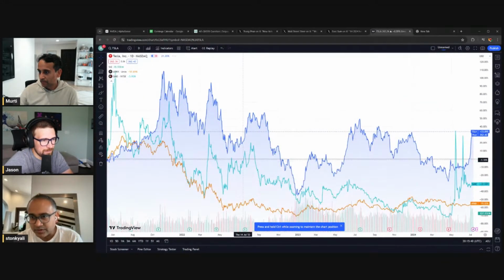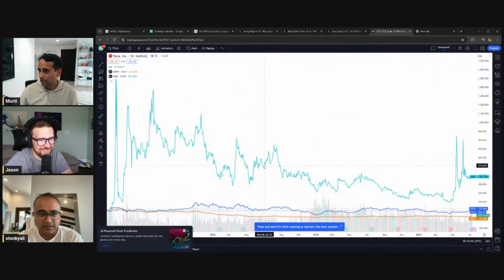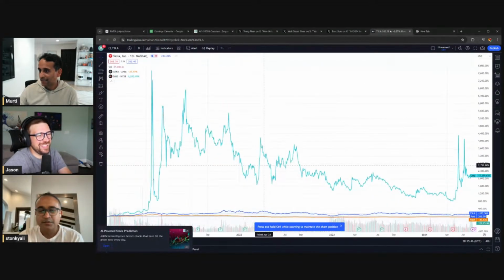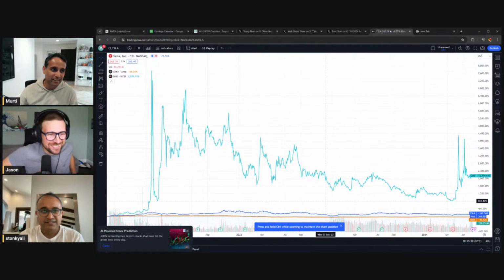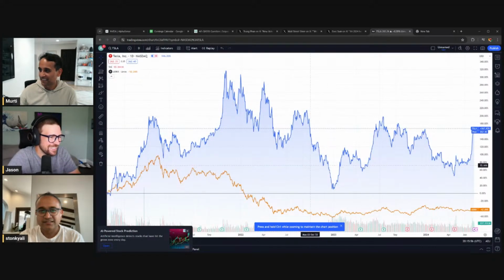Okay, so which one? That's too far back. Oh my god! Look at that parabolic thing, dude. The percentage change, oh my god. Percentage gains, but geez, the GME was wild. Let's remove GME. And this is more realistic.